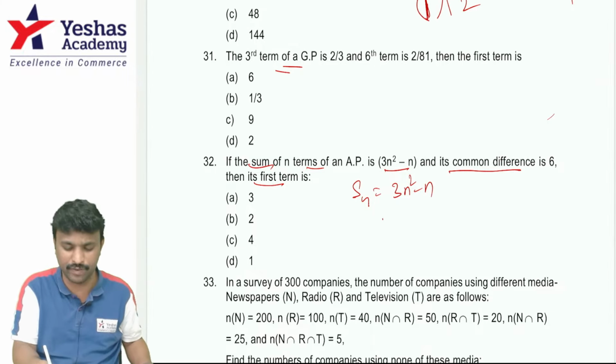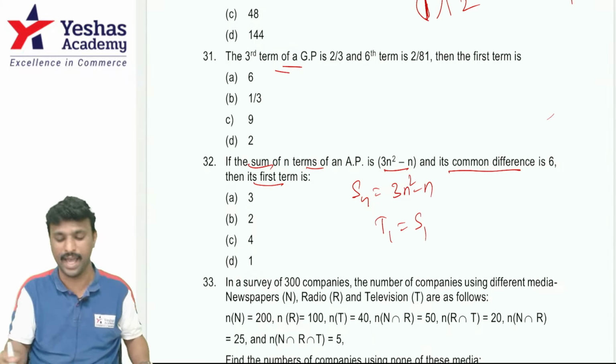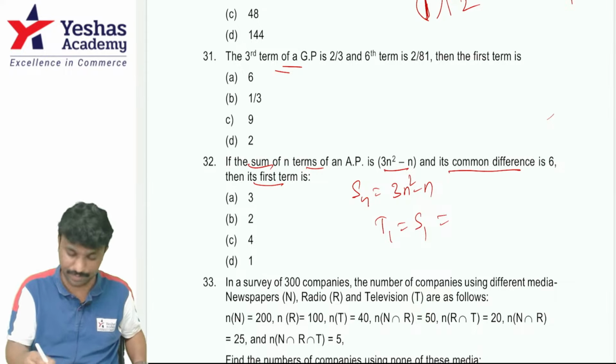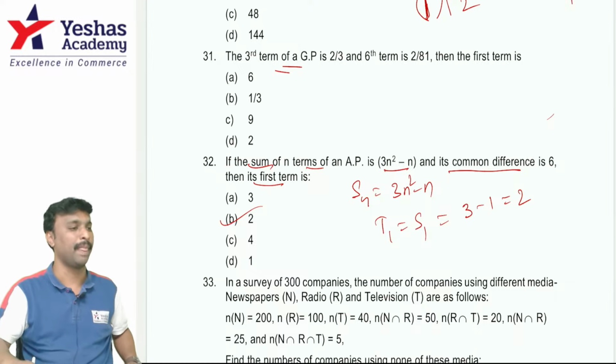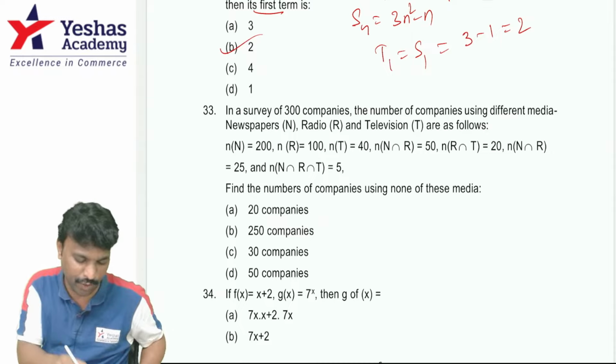Guys, if I want to find the first term, T1 is nothing but simply S1. Put n is equal to 1 in this. So 3 minus 1 is 2. So the first term is 2. Have you understood? Moving on to the next question, question number 33.